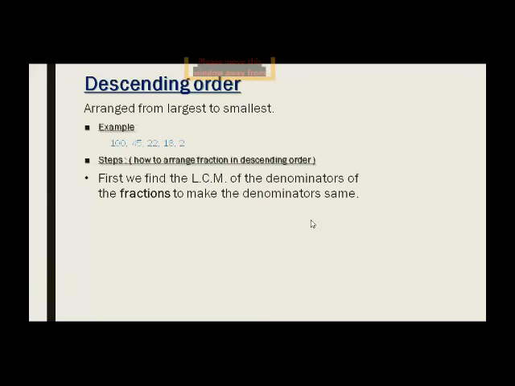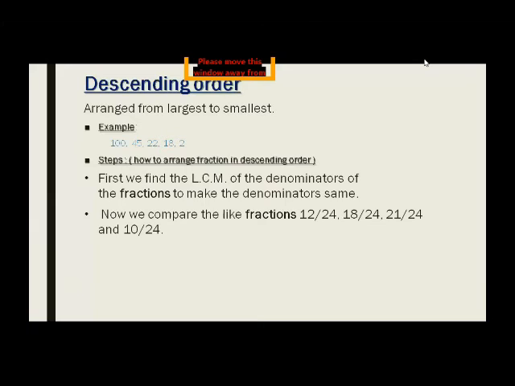When we are taking 2 or 3 fractions and the denominators are different, first we will take the LCM. Now we will compare. First we find the LCM of the denominators to make the denominator the same. Now we compare the like fractions: 12 upon 24, 18 upon 24, 21 upon 24 and 10 upon 24.